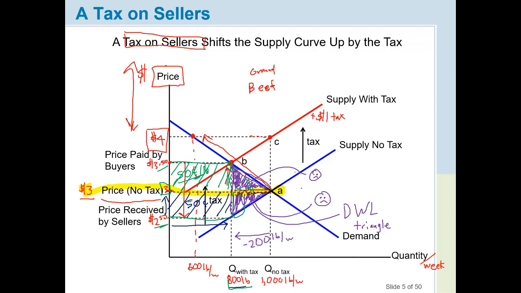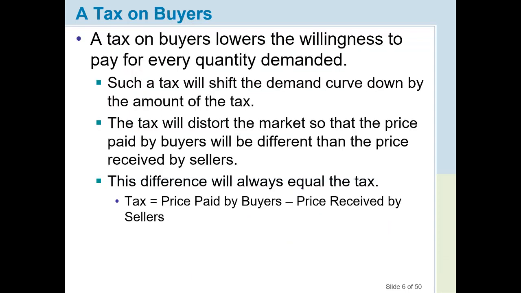So this is not to say, again, that we shouldn't have taxes and we shouldn't have the government. It's just to recognize that there's an opportunity cost of imposing taxes in order to fund what we might view as necessary government services. Okay, so that's the tax on sellers.